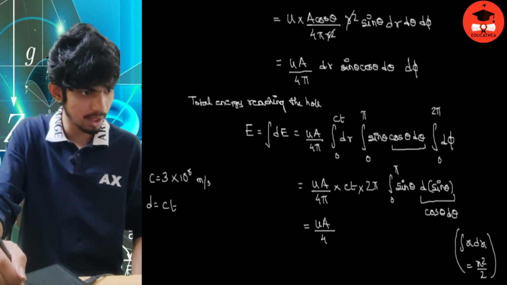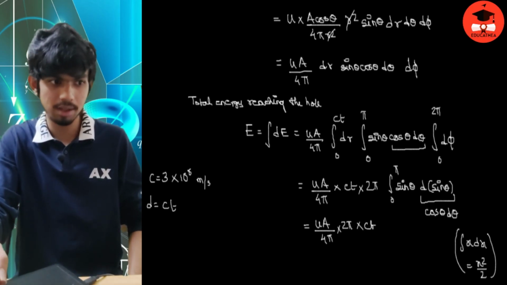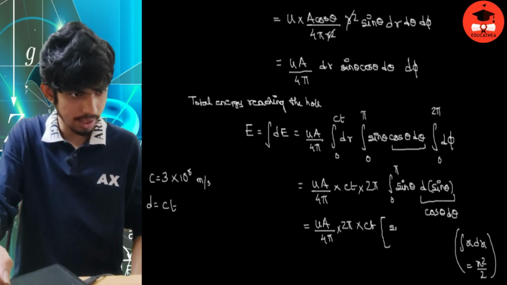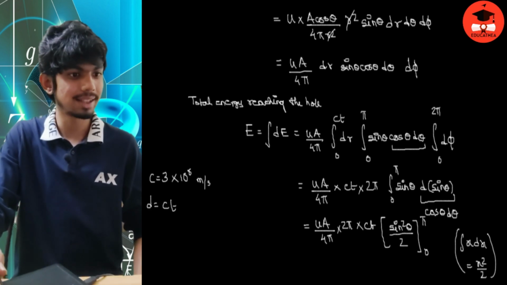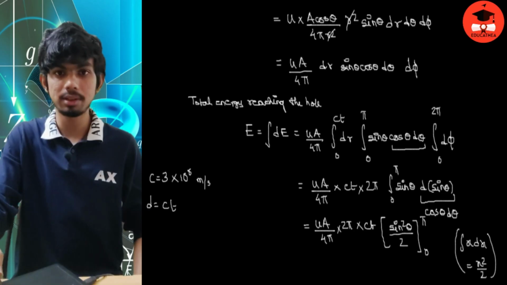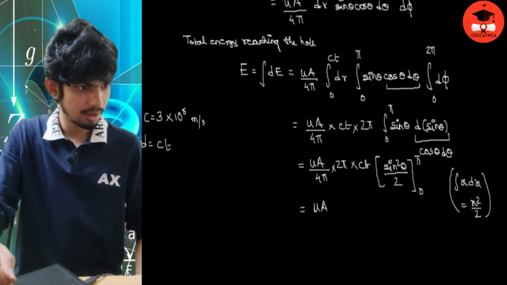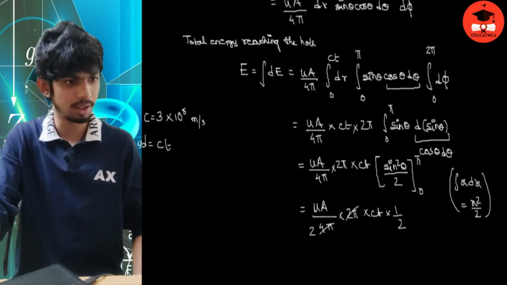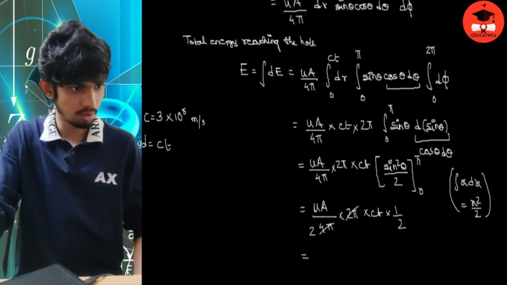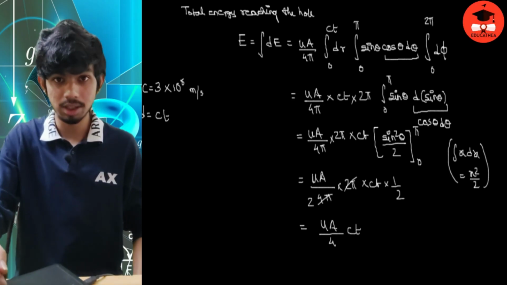So I'll carry out the integration now completely. UA divided by 4 pi into, you have 2 pi over here, into CT, and this will be basically sine square theta divided by 2, with limits from 0 to pi. Now sine 0 is 0 and sine pi is 1. So if you put the value of the limits, you'll be getting nothing but a half, right? So now let's carry out simplification a bit. You have 2 pi, you have CT, and then you have half. So 4 pi and 2 pi will give you a 2 in the denominator, and then you have another 2. So UA divided by 4 into C into T, right? So this is what the total energy is.